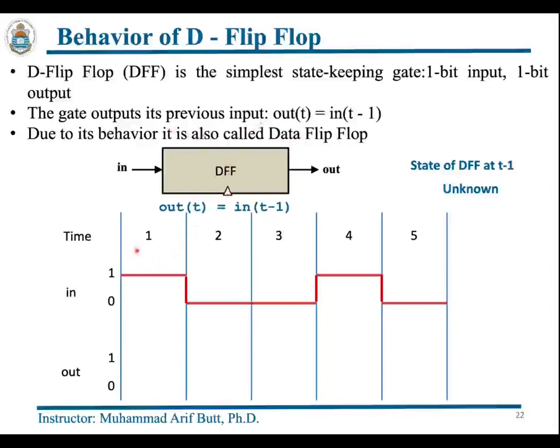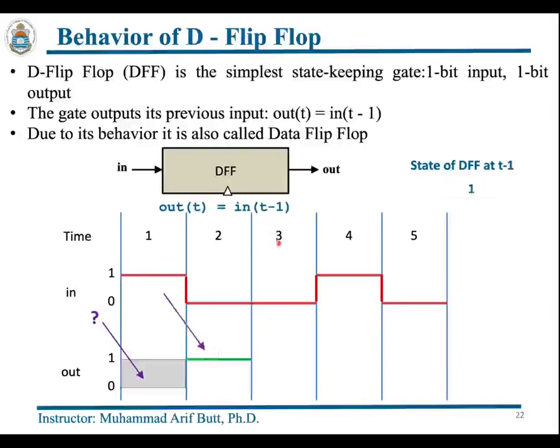Well, dear students, suppose this is the time unit 1, and at time unit 1, the in is, of course, 1. The output will be the in at time t minus 1, which is not known to us, so I have kept it blank. At time unit 2, the in is, of course, 0, and the out will be whatever the state of the D flip-flop is. That is, whatever was there at time t minus 1 at in. So the time t minus 1 at in we have 1, so the out will be 1 over here.